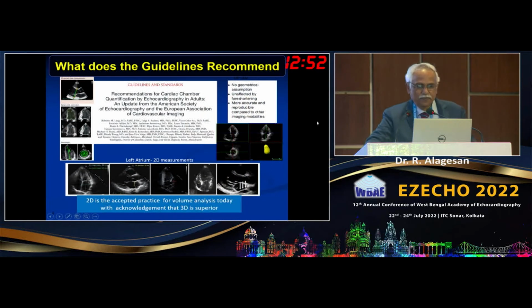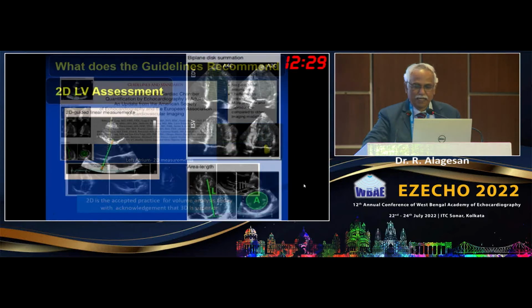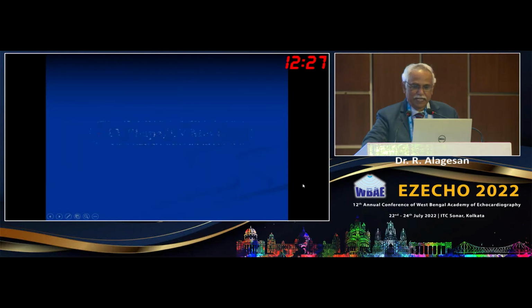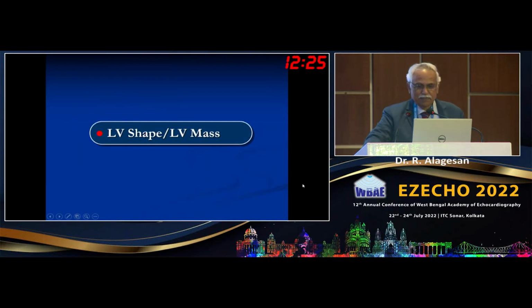The 2015 guidelines say 2D is the accepted practice for measuring volumes today, with the acknowledgement that 3D is superior. So for LV volume or LA volume, whichever volume you want to measure, you should use the two-dimensional echocardiographic method. And if you have three-dimensional echocardiographic equipment, please use that for getting a better idea about the 3D volumes. Next is about the left ventricular mass and the left ventricular shape.